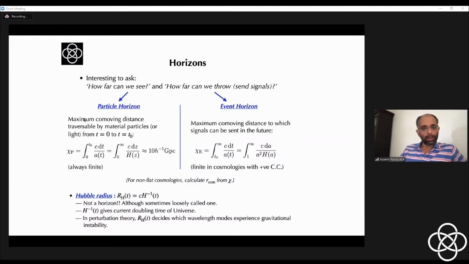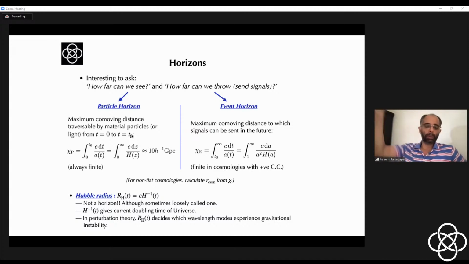So the particle horizon is defined as the maximum co-moving distance that material particles can traverse. Okay, so if I take a stone and I throw it, how far can I throw it? In general, in full generality, how far could I throw it? Assuming I have access to all possible power in the universe to accelerate things or whatever. So what is the maximum co-moving distance traversable by material particles, which were given an initial kick at time t equal to 0, until some time t equal to t naught.